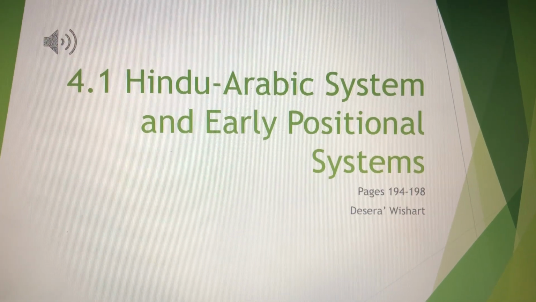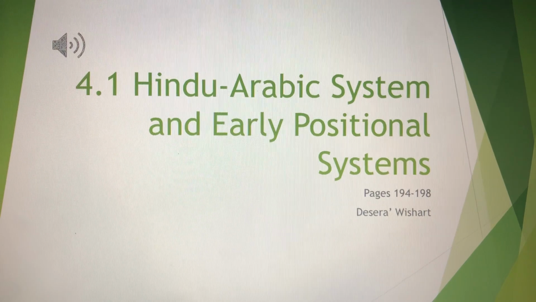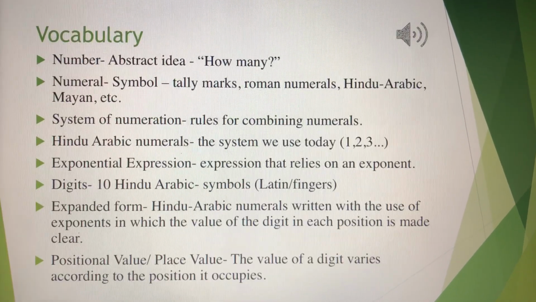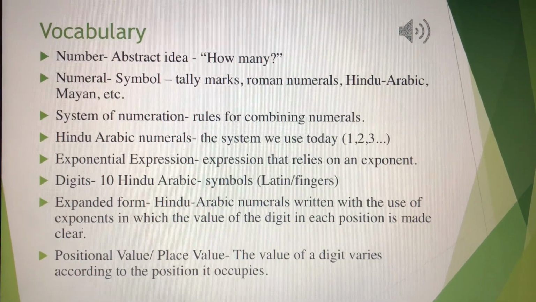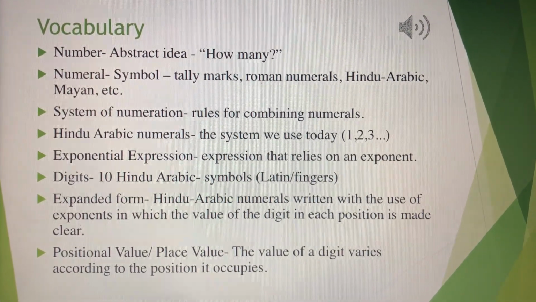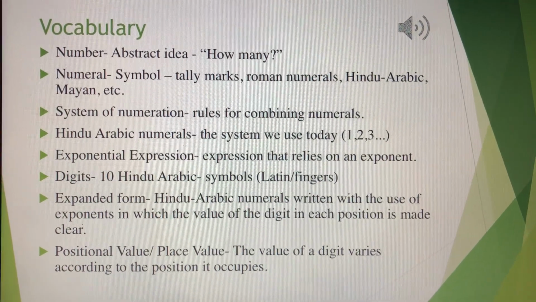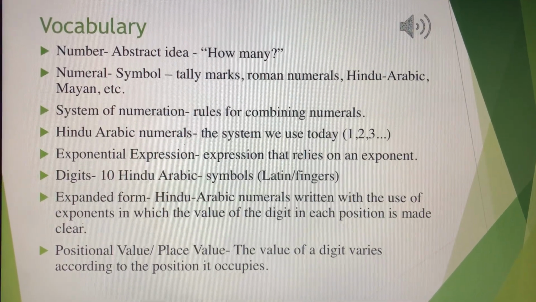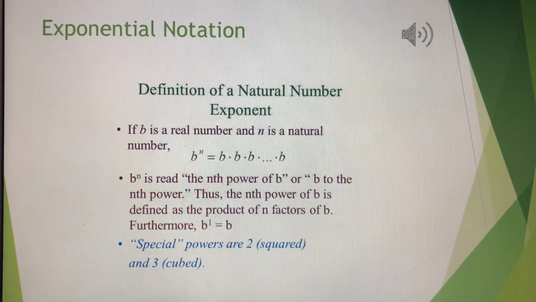I am going to be covering 4.1, which is our Hindu-Arabic system and early positional systems. To start off the section, I listed some vocabulary that you need to know just so you have an overall view of what's coming in this section and so you understand what is going to be going on. The first part of this section is exponential notation.